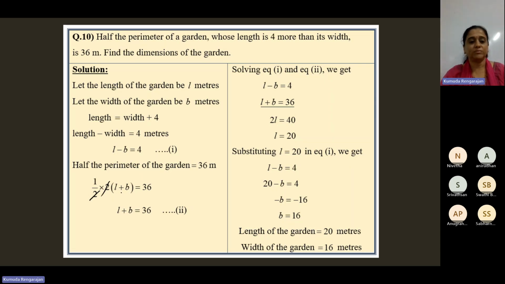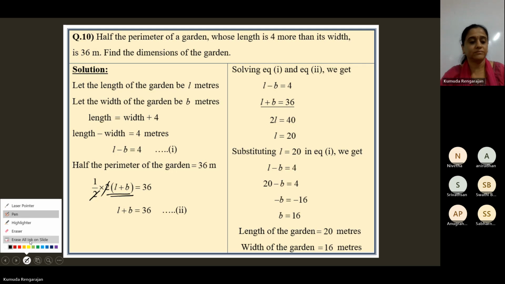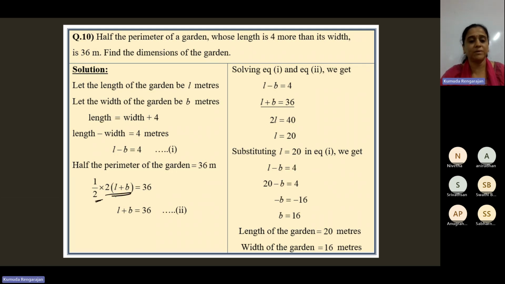Half the perimeter. So this is perimeter. This half of the perimeter is 36. Is equal to 36. 2 cancels. L plus B is equal to 36. All right.